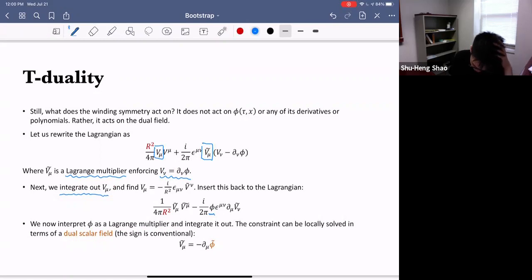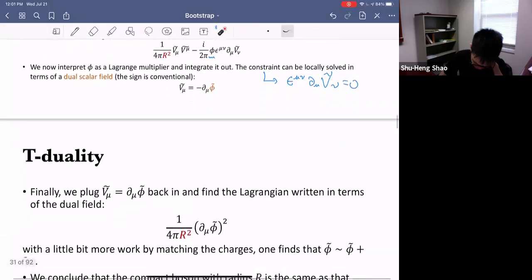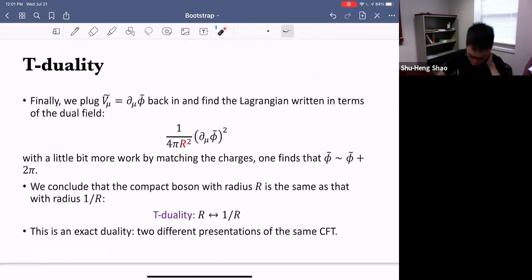Since it looks like a Lagrange multiplier, we are going to integrate it out. Integrating phi out, we get a constraint that this vanishes. And that can be locally solved in terms of a dual scalar field phi tilde. Here I put a sign just for convenience. It doesn't mean anything significant. So now we have run into a dual field. Let's plug this back in. And we get another free compact boson Lagrangian. But now the R squared is in the denominator.